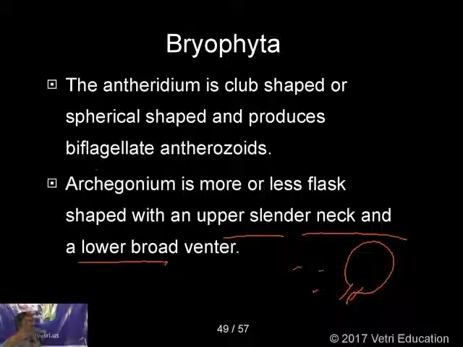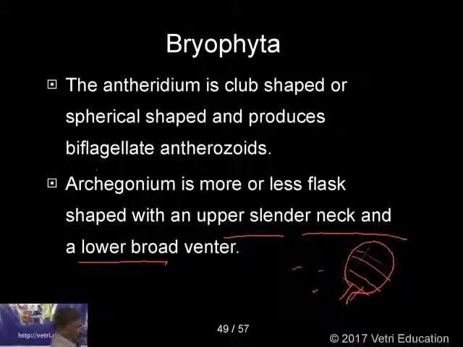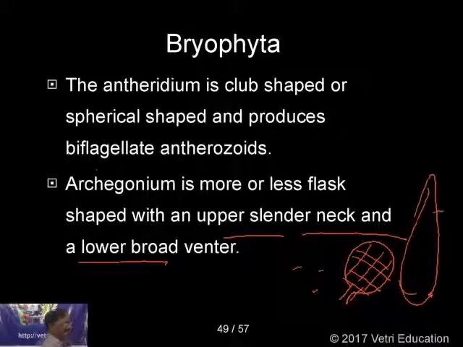This antheridium, that is the male reproductive structure, is club-shaped or spherical-shaped and produces biflagellate anthrozoids or male gametes. Anthrozoids are nothing but the male gametes. Archegonium, more or less, is a flask-shaped structure, having a broad venter and a narrow neck at the upper side.